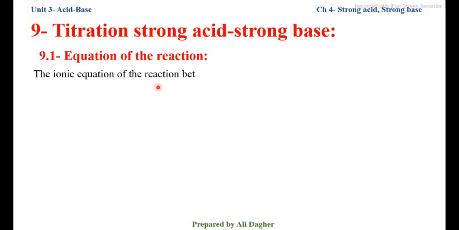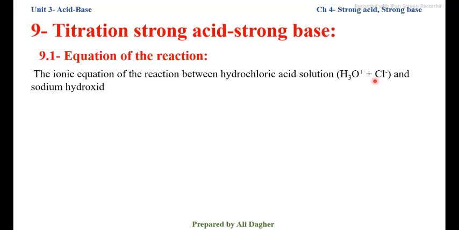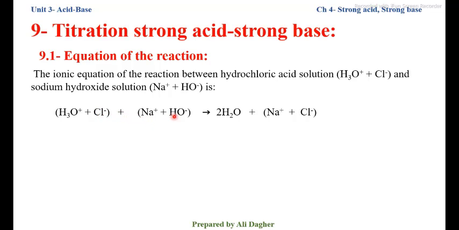The ionic equation of the reaction between hydrochloric acid solution (H3O+, Cl-) and sodium hydroxide solution (Na+, HO-) is H3O+ + Cl- + Na+ + HO-. Here, the reaction takes place between H3O+ and HO-. H3O+ is an acid, it's the donor of H+. HO- is a base, it's the acceptor of hydrogen ion H+.